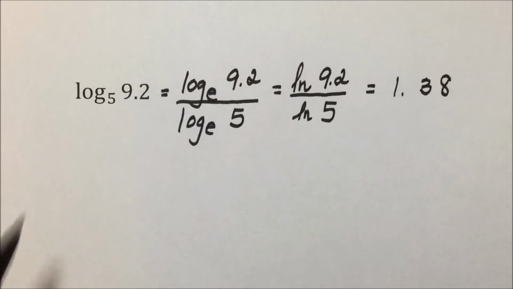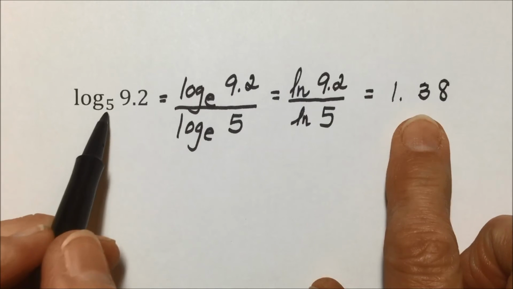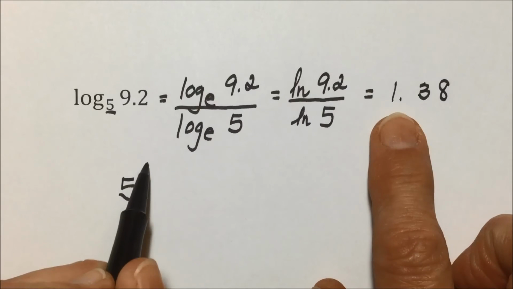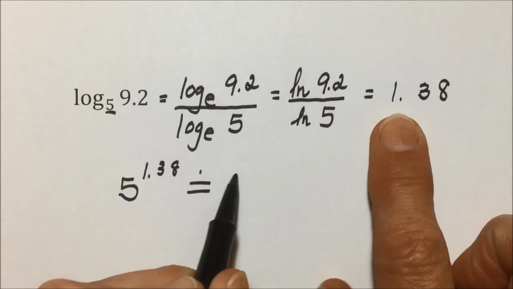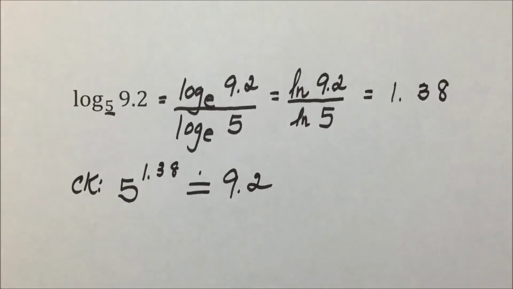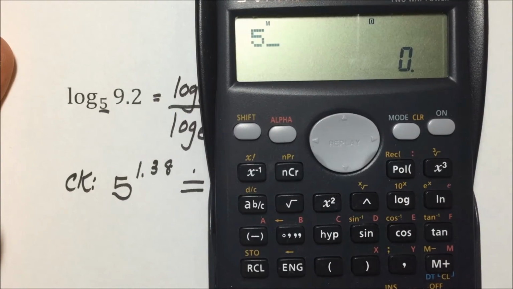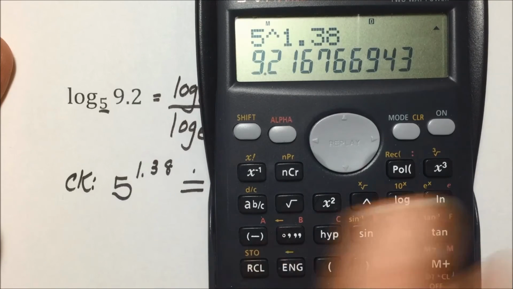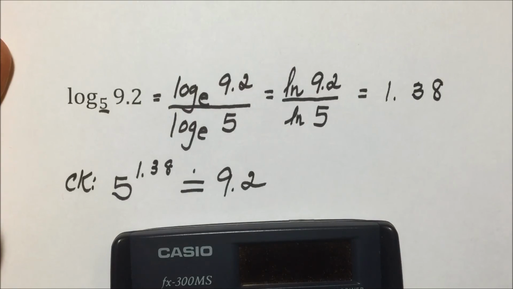Similarly, we could do a check. The exponential form that's equivalent to this logarithm would be the base 5 raised to the 1.38 should be approximately close to 9.2. This would be our check to see if we've solved this correctly. And just to show that, the base 5 raised to the 1.38 power is very close to the 9.2 that we started with. So we can be satisfied that our answer 1.38 is correct.